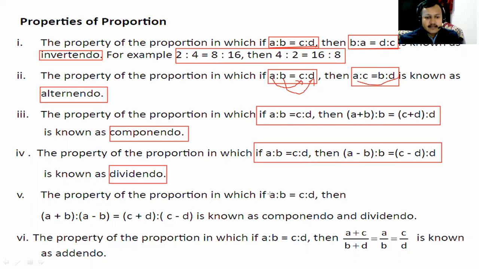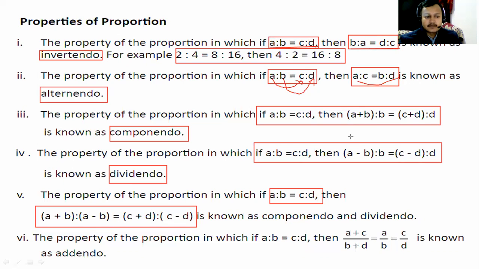Next one is if there is A is to B is equal to C is to D, then combining these two, combining both componendo and dividendo, the top is A plus B and the bottom is A minus B. A plus B by A minus B, C plus D by C minus D. If there is A is to B is equal to C is to D, then we can write A plus B is to A minus B is equal to C plus D is to C minus D.